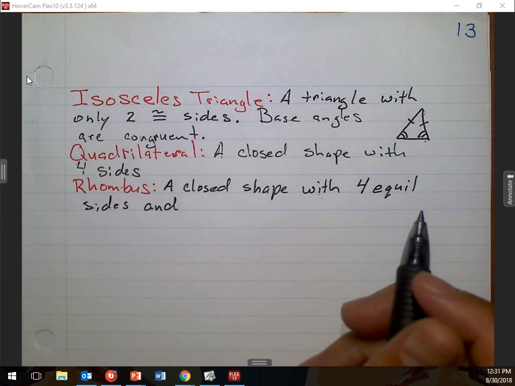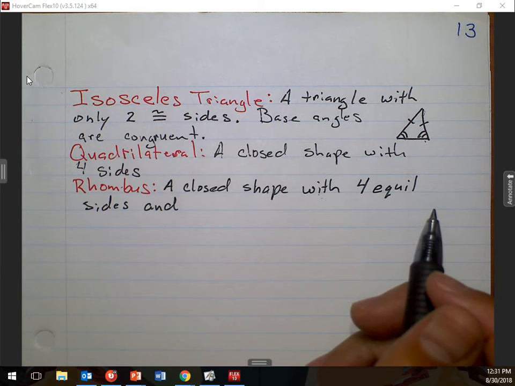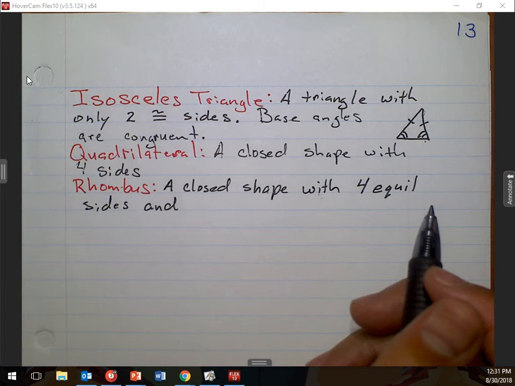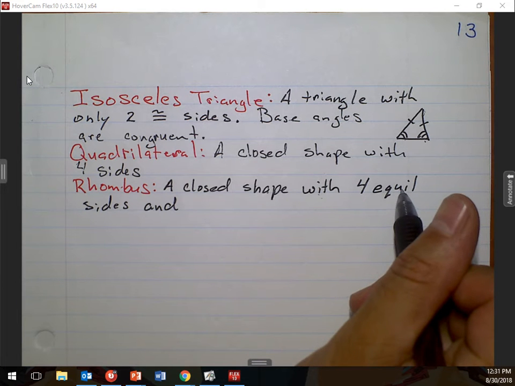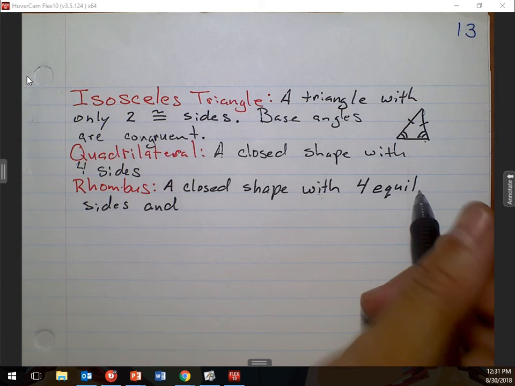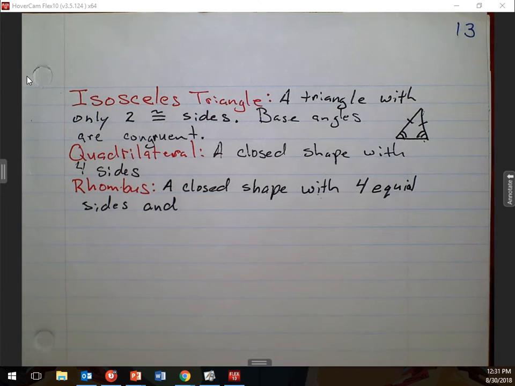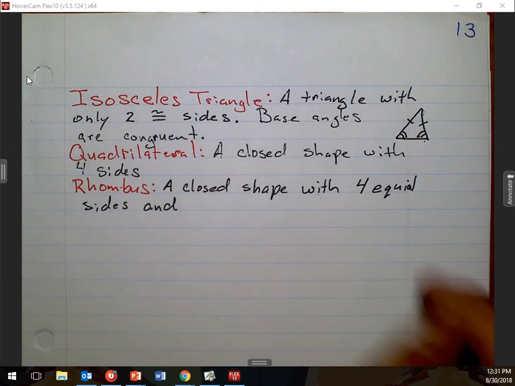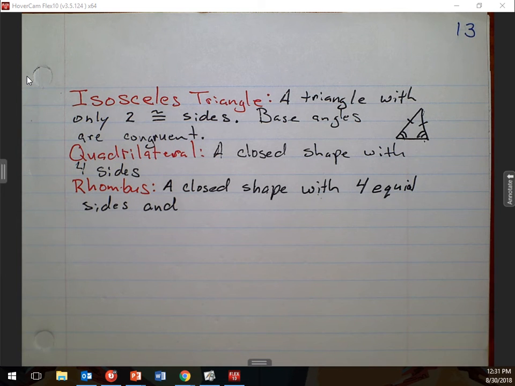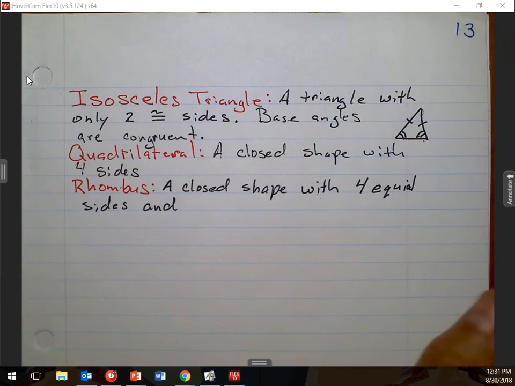I spelled equal wrong. E Q U. I know. U Q. E Q. E Q U. A L. A L, thank you. Sorry. You know what? I usually do symbols because I have dyslexia, so I really misspell everything. No, I'm kidding.